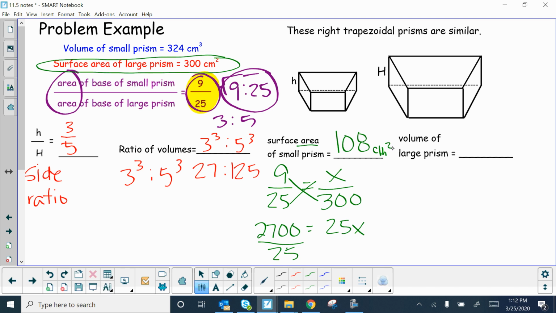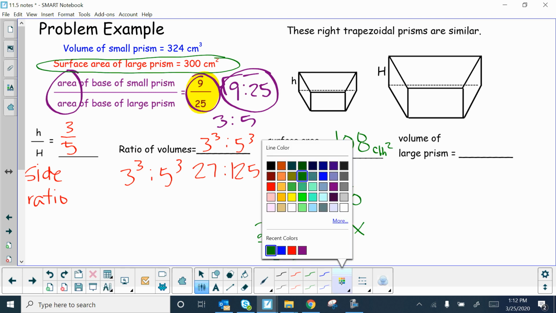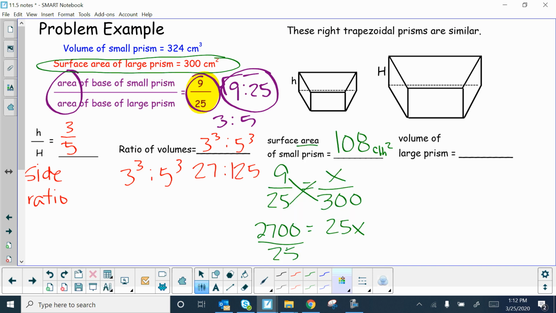Okay, one more. Let's use orange. So volume. I have to use the correct volume ratio. So I'm going to use 27 is to 125 as, because I know the volume of one of them up here, and that's the smaller prism. So I'm going to put 324 on top with the smaller number and x on the bottom. So let's cross multiply.